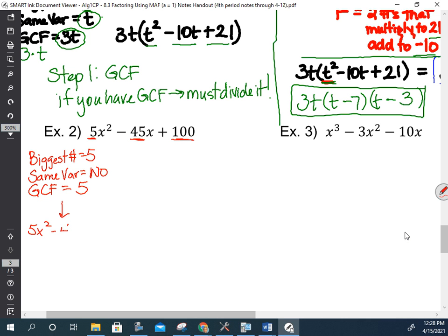5x squared minus 45x plus 100. Divide everything by 5. So 5 divided by 5 is 1. 45 divided by 5 is 9. 100 divided by 5 is 20. Five goes back out the front. Any questions before we continue?